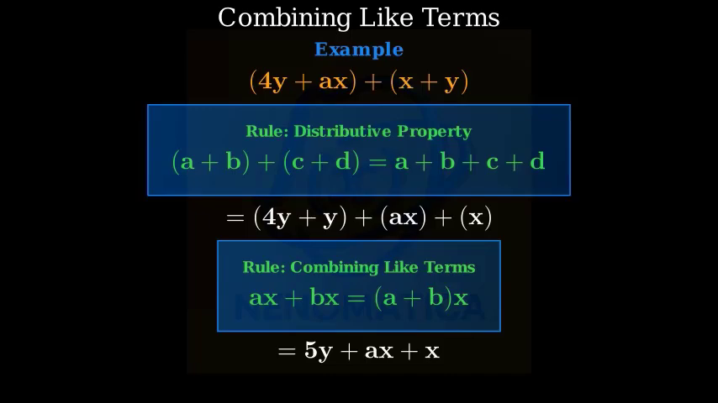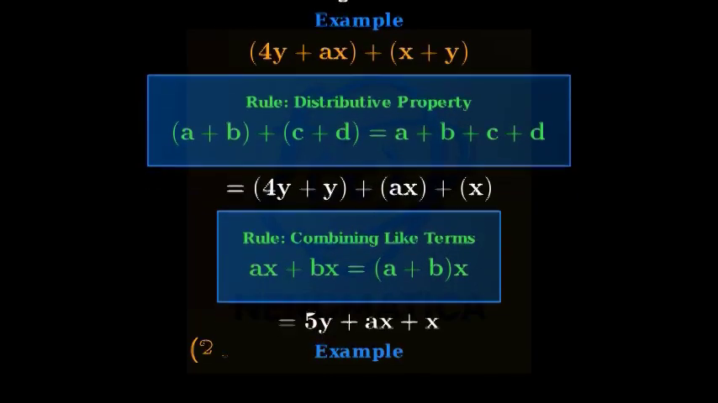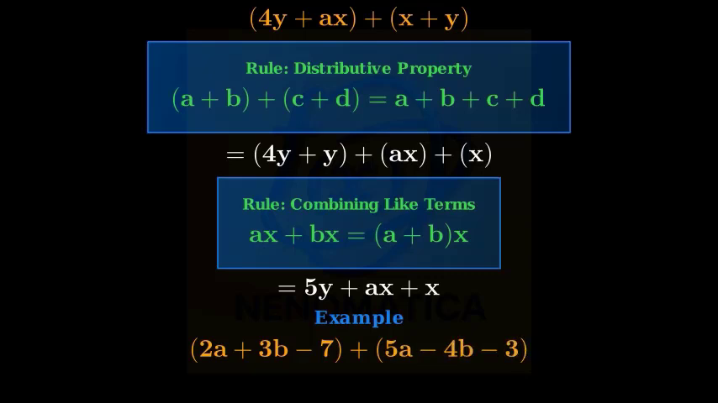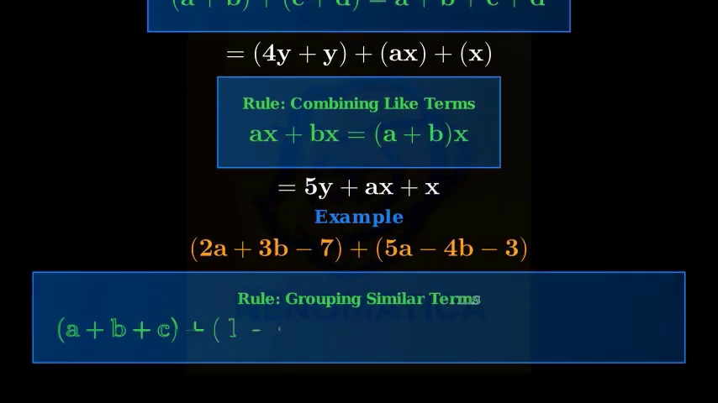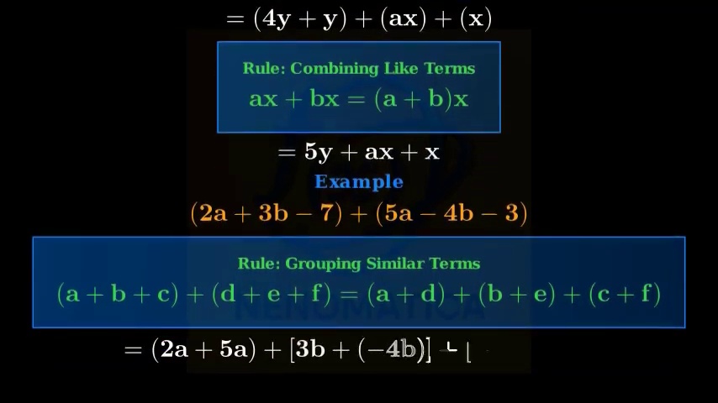Now, let's look at our second example. We have the expression (2a plus 3b minus 7) plus (5a minus 4b minus 3). Let's begin by rearranging the terms, grouping similar ones together. First, we'll rewrite the expression as (2a plus 5a) plus [3b plus negative 4b] plus [negative 7 plus negative 3].